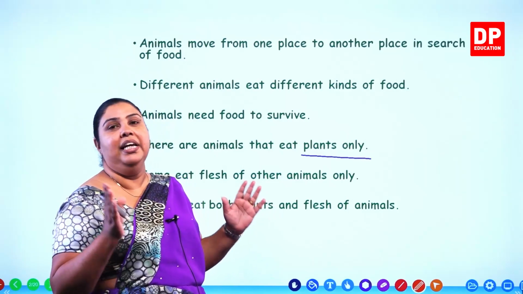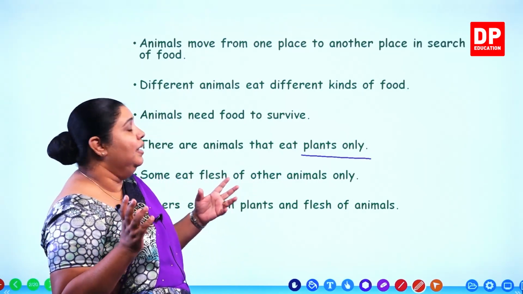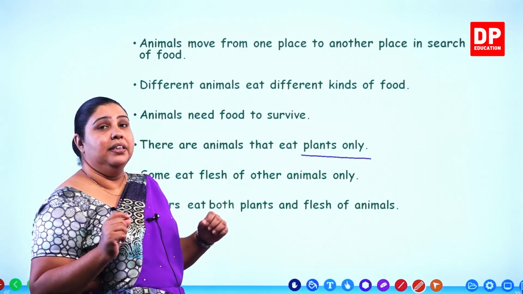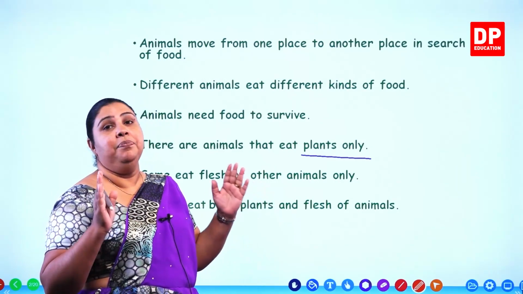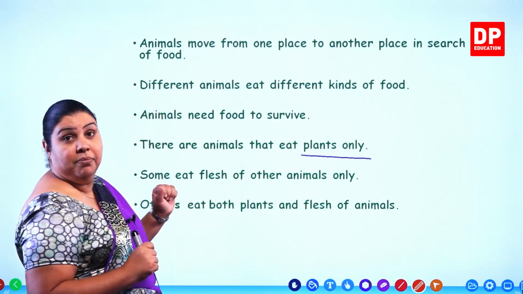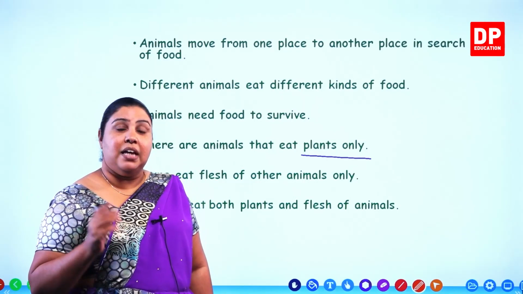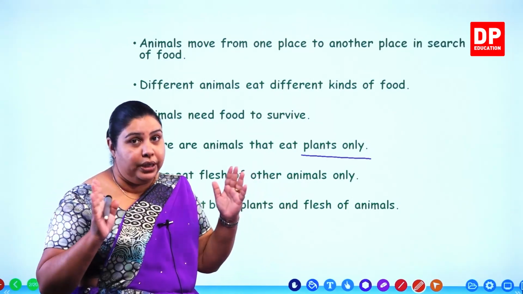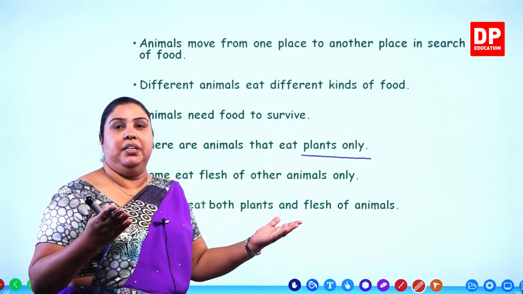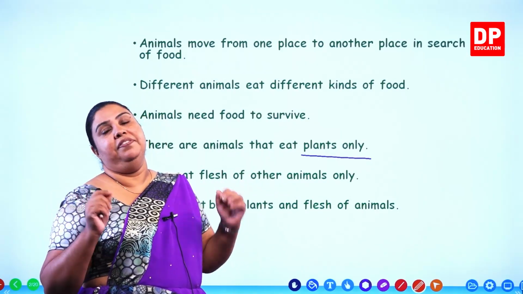They eat only leaves and shrubs and little fruits and all of that. They eat only plants. Some eat flesh of other animals. Some animals eat only plants. Some animals, they eat only the flesh of the other animals.